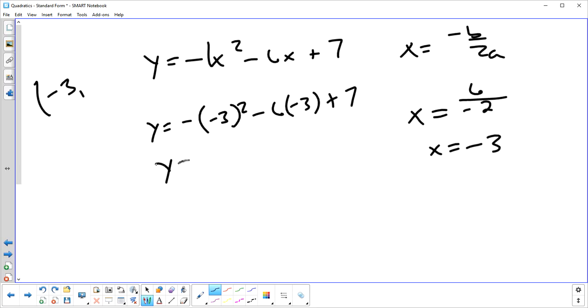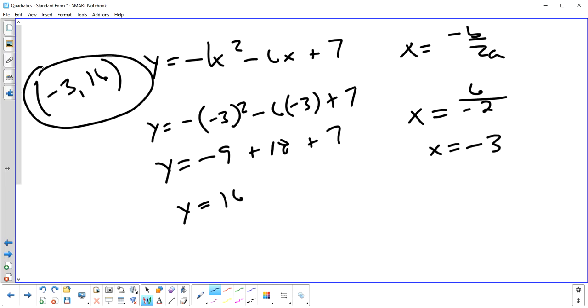If we simplify all those, we'd have a negative 9 plus 18 plus 7. If we add all those together, we get that y is 16. So our vertex would be at negative 3, 16. And then again, like I said, we're opening down.